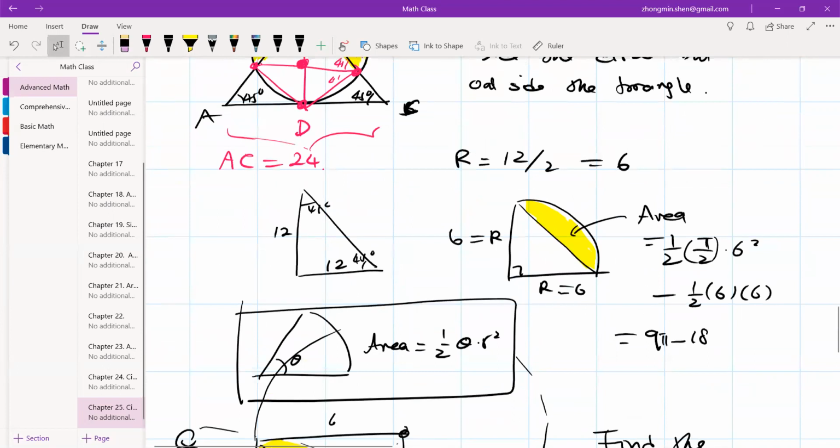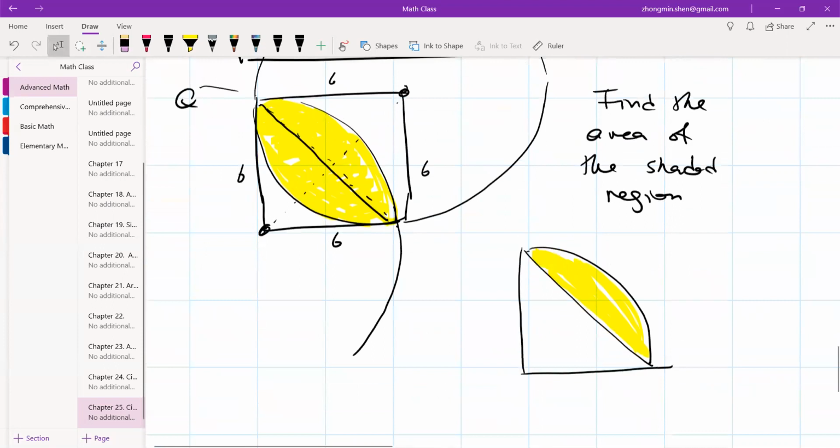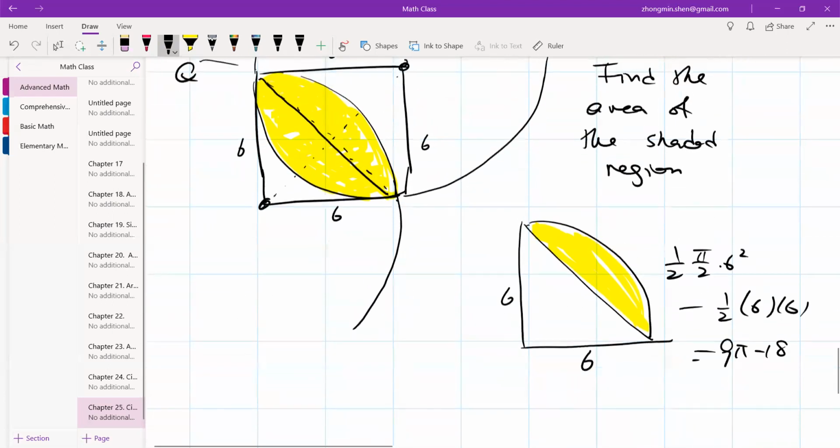So that's it. The area of the sector, minus the triangle, where this is 6, 6. So the area of the sector minus the area of the triangle is going to be 9 pi minus 18. Here we just double it. The area is going to be twice of 9 pi minus 18. That's it. You don't need to do anything else. Just cut it, and then you see that.